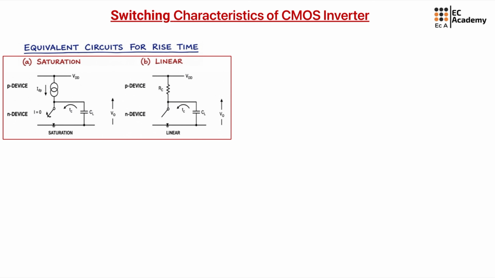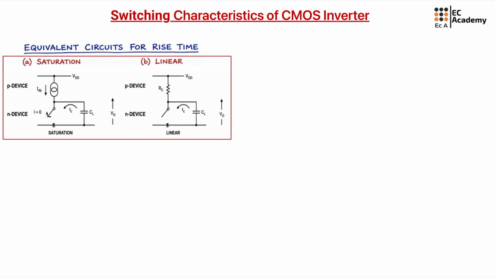Now let us understand the equivalent circuit for rise time. Now if the input of CMOS inverter changes from high to low, what happens? The NMOS will be off and PMOS will be on. Now PMOS will provide the charging path for load capacitor CL. Therefore, the capacitor CL will charge towards VDD. As a result, the output voltage will rise from low to high.